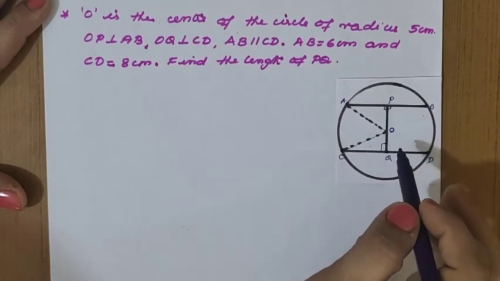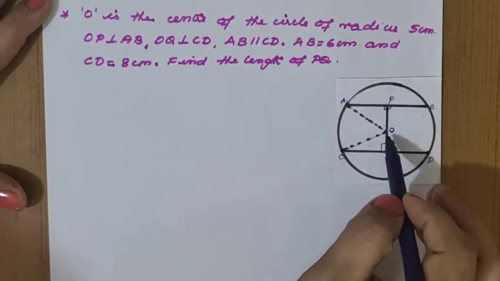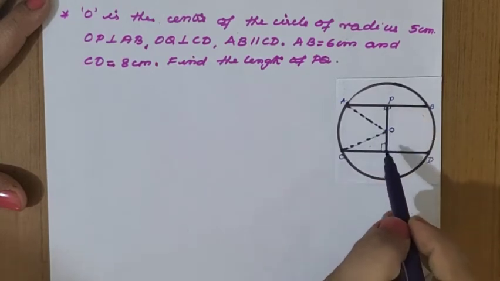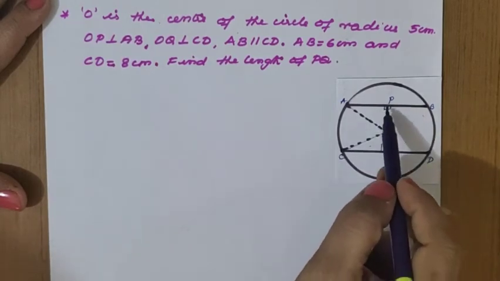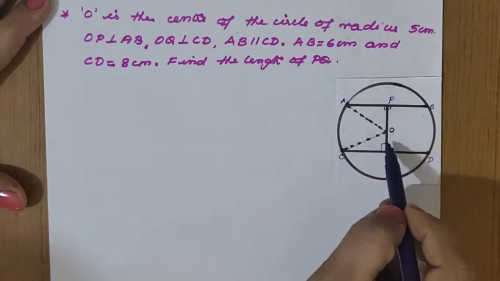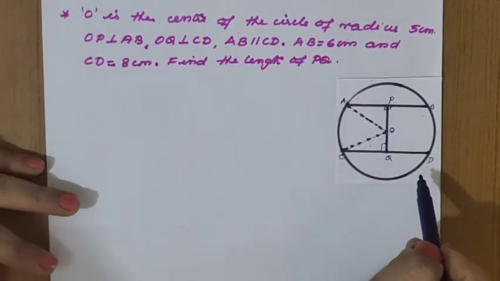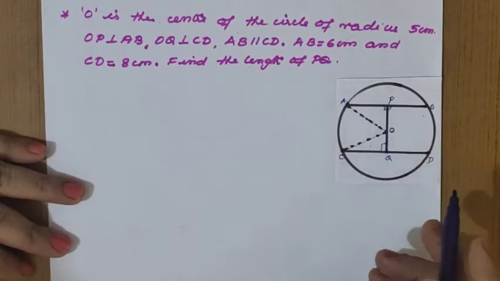But this time what is the difference from the previous question? In the last question it was the same side of the center only. This time it is on the opposite sides. One is above the center and another one is below the center. On either side of the center we are getting the parallel chords. So again we have to find the length of PQ only.